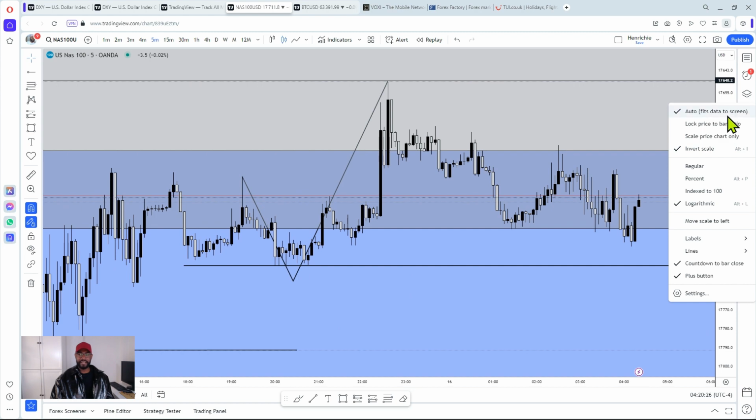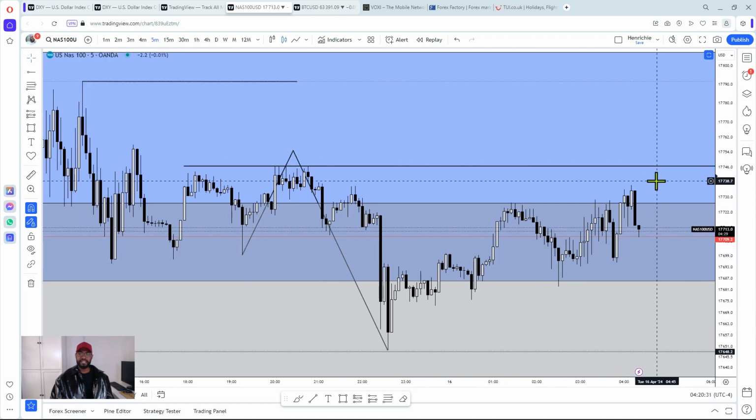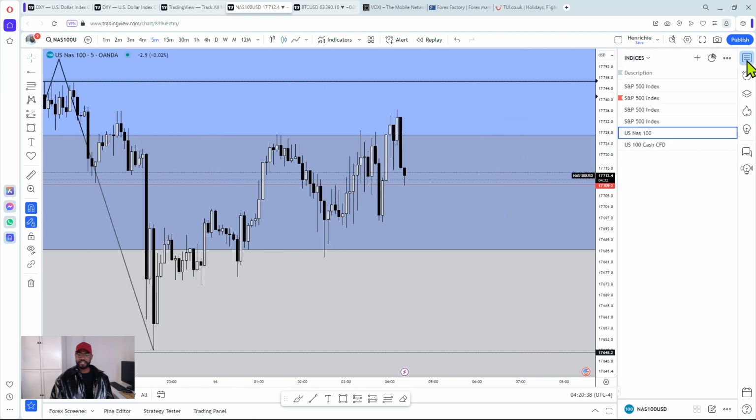If we break it, then I'll look for buys. We'll invert it back. This is the high. If we do break this high, then I'll be looking for buys on NAS 100. So that is my analysis on NAS 100.